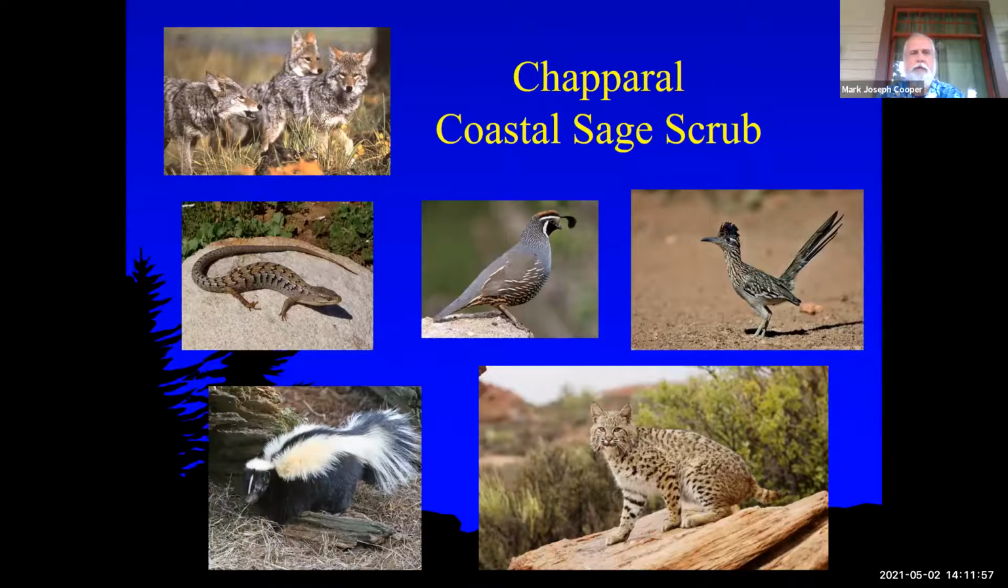In the middle, we have one of the two lizards you'll see. This is not the one you see mostly, which is the western fence lizard. This is actually an alligator lizard, which are around here, maybe not quite as common. In the middle is the California quail, which is our state bird. The right is our California roadrunner. Our greater roadrunner is really technically the name. And then on the bottom left is a striped skunk. And on the bottom right, we have a bobcat. So some of the chaparral species.